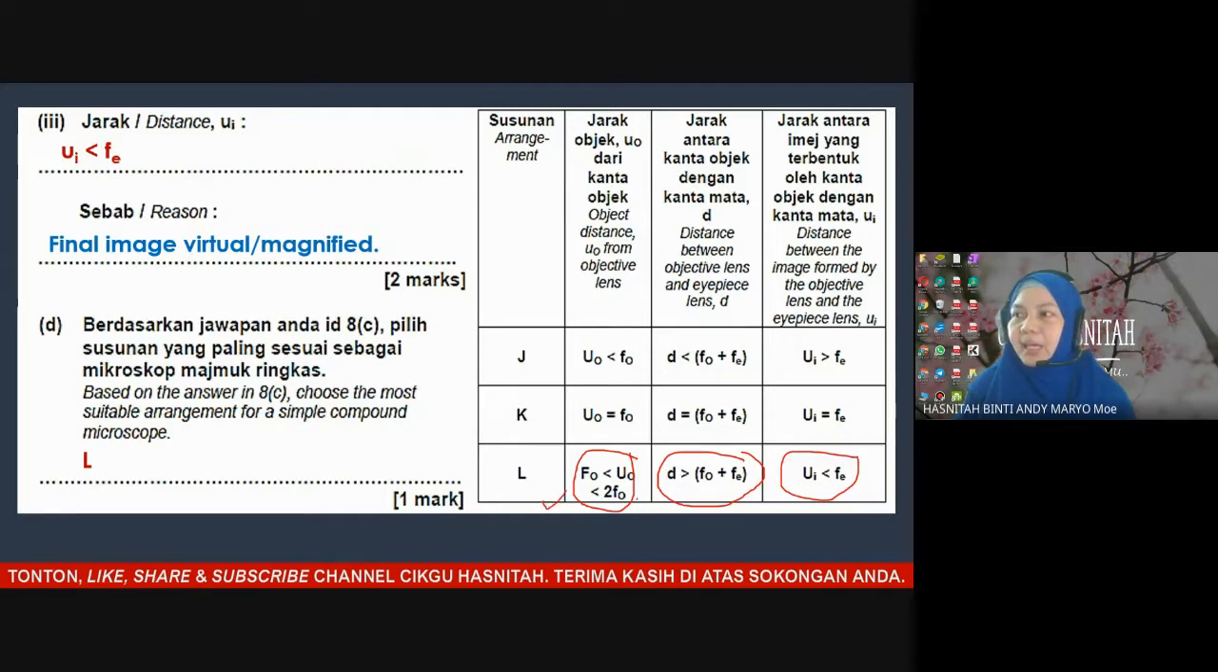So this one is fixed. Ini fixed, students. For a compound microscope, all this must be fixed. Object is placed in between FO and 2FO. Distance between the two lenses must be greater than the sum of the two focal lengths. And then UI, the image distance of the first image, must be less than the focal length of the eyepiece. This is a fixed value. Senang saja nak ingat dia, dia takkan berubah. So you have to memorize this somehow. Yang ini kena ingat. You ingatlah apa cara sekalipun. This is the fixed characteristic to construct our compound microscope. Same goes with telescope. Dia pun kena ada nilai yang tetap: object distance, distance between the two lenses, and distance of the first image formed by the objective lens.